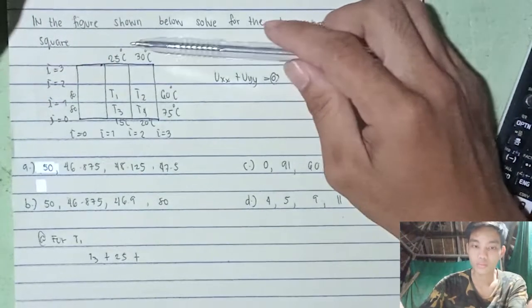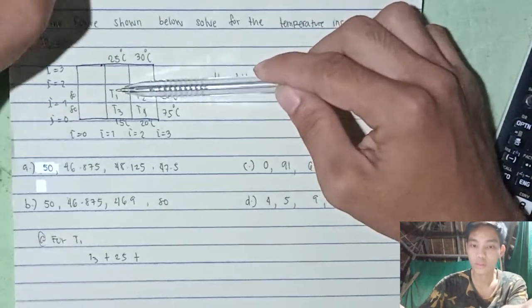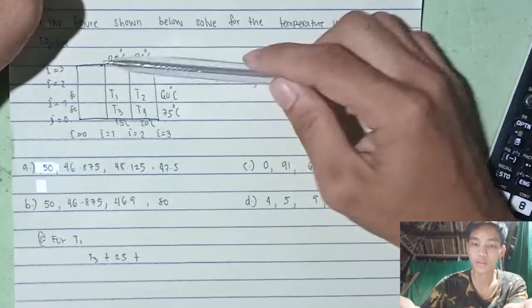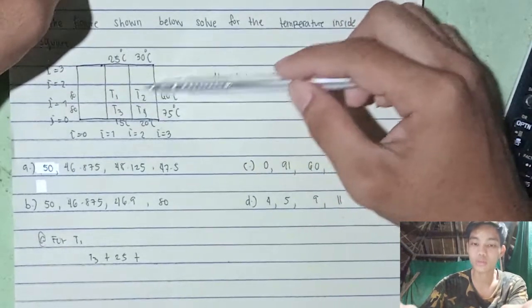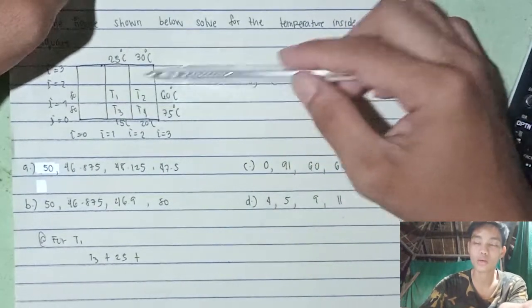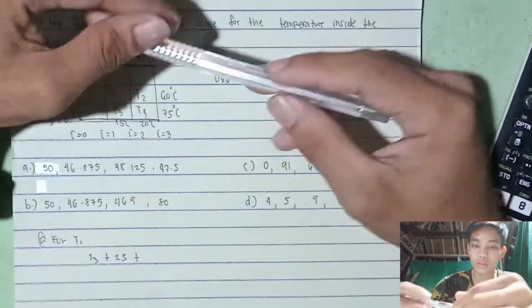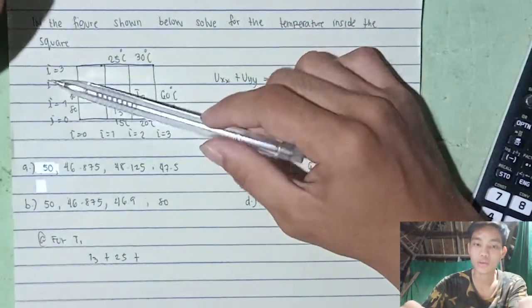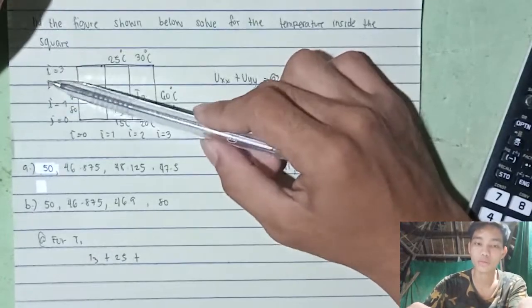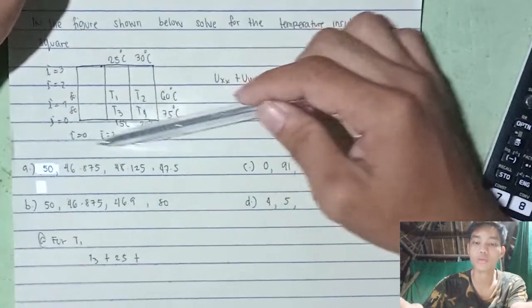We have the temperature, this is what we are looking for. Temperature 1, temperature 2, temperature 3, and temperature 4 on the outside. These are represented as functions. For our y-axis, we have j, and for our x-axis, we have i.